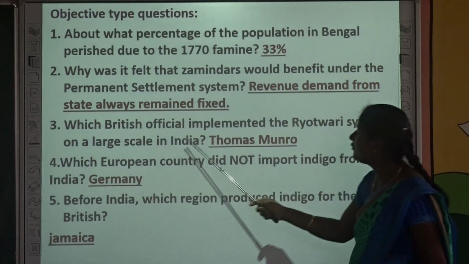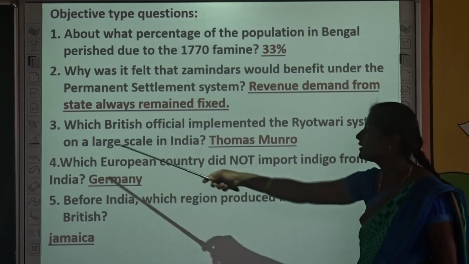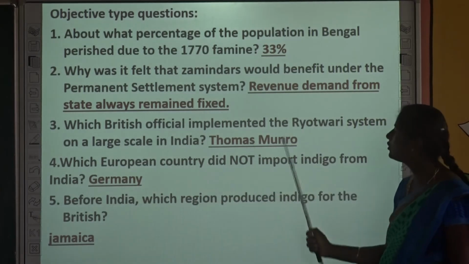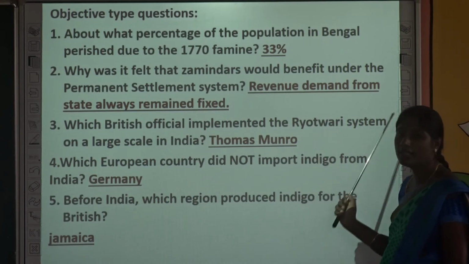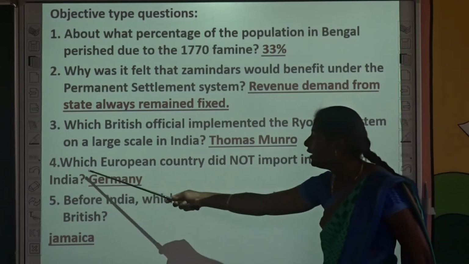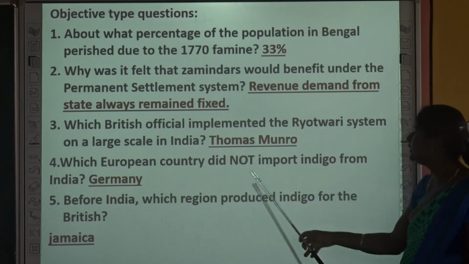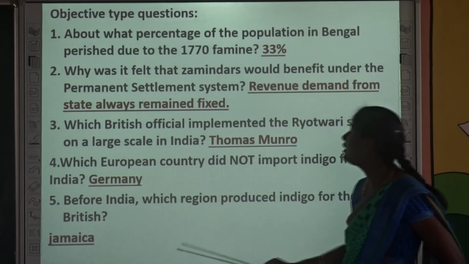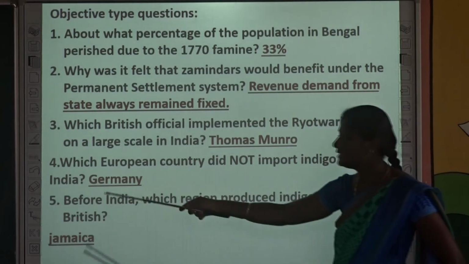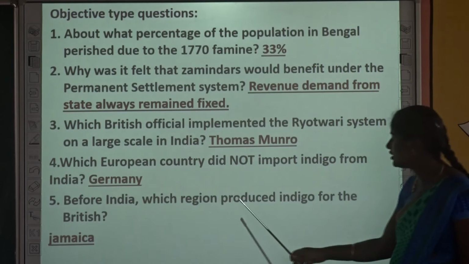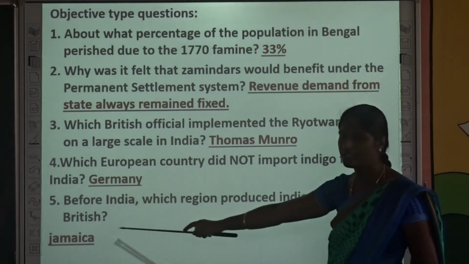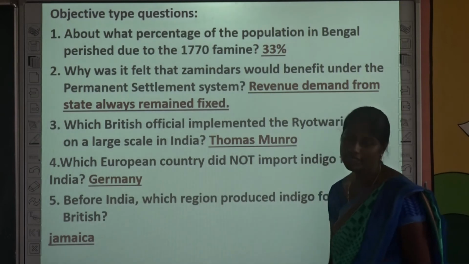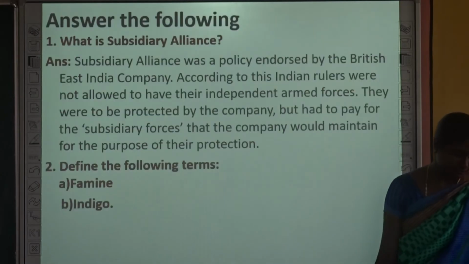Which British official implemented the periodic system on a large scale in India? Thomas Munro. Which European country did not import indigo from India? Germany did not import indigo from India. And before India, which region produced indigo for the British? Before India, Jamaica cultivated the indigo plant.